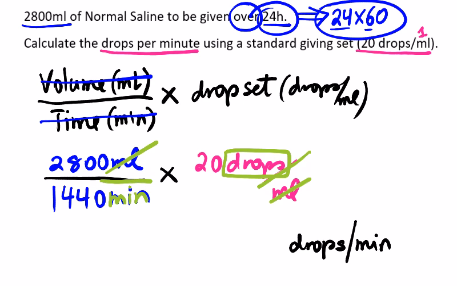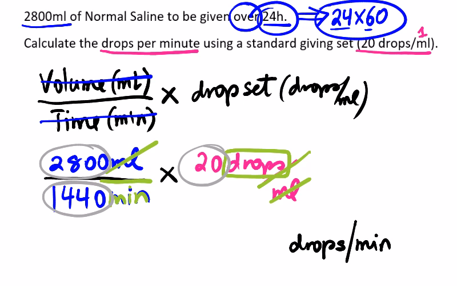Let's do the calculation. So roughly what are we going to get here? 2,800 divided by 1,440. Look at that. It's almost as if we were looking at 28 divided by 14, which is roughly 2. It's just an estimate. It's not the calculation yet. So say 2. 2 times 20 would be 40. So the answer that we have in the back of our minds is 40 drops per minute, but we have now to use the calculator and see what we get when we divide 2,800 by 1,440 and multiply by 20.